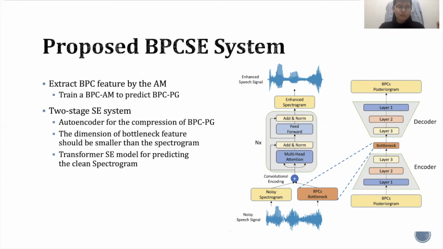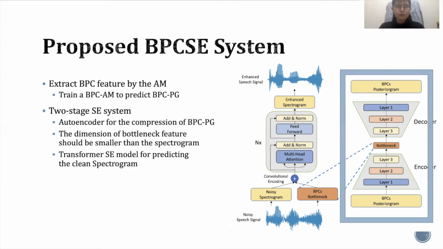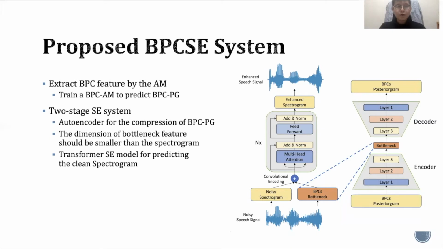Because the dimension of the BPC posteriorgram is still much larger than the noisy spectrogram, an autoencoder is used to reduce its dimension. The autoencoder consists of 3 fully connected layers with descending dimension in the encoder network, and the decoder network is symmetric to it. The BPC posteriorgram is sent into the autoencoder to extract the bottleneck feature. Then, the features are concatenated with the noisy spectrogram as the input of the speech enhancement model.